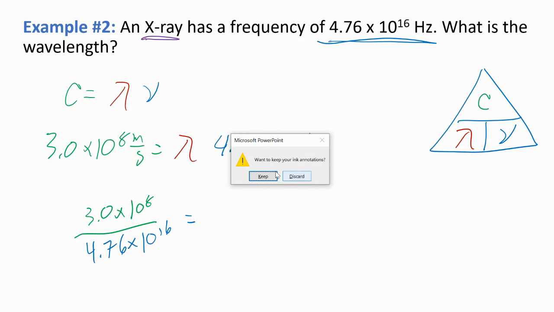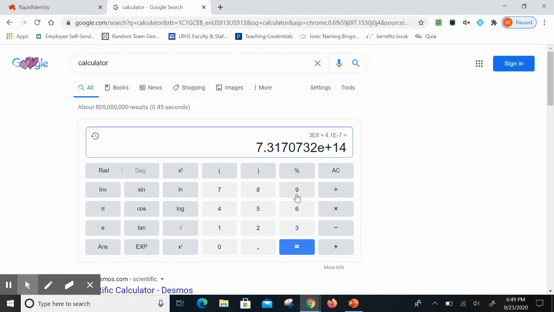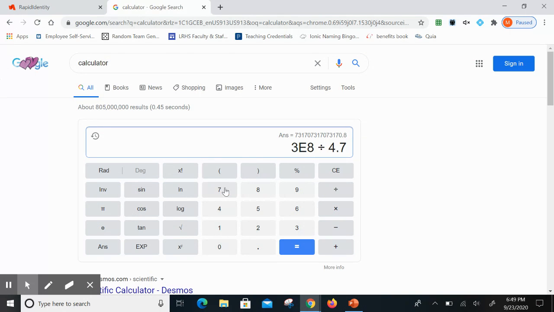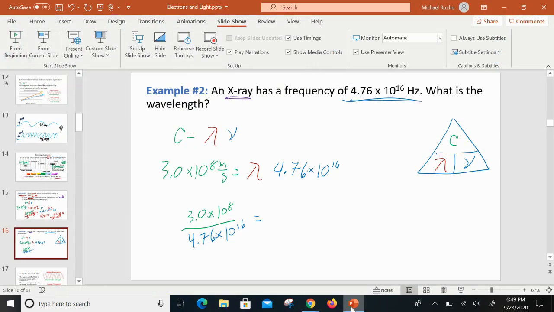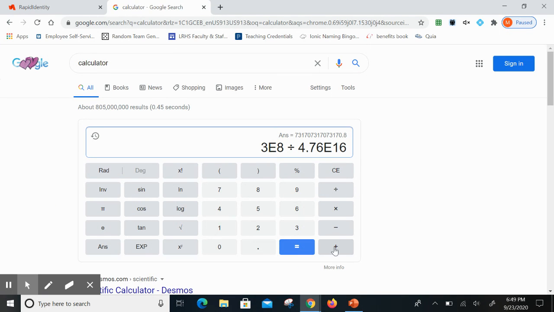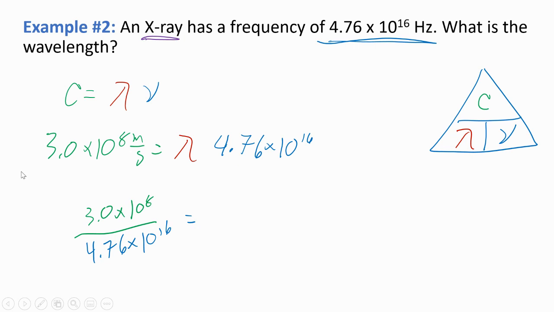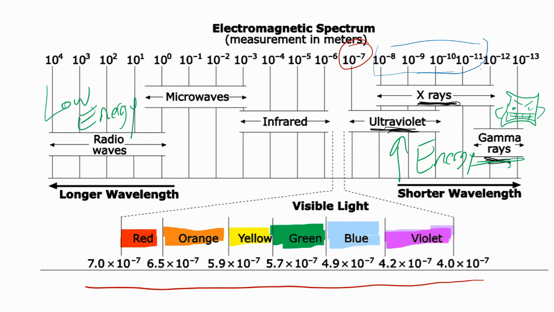So we go to our calculator, and we get 3 exponent 8 divided by 4.76 exponent 16. There you go. And that gives you 6.3 times 10 to the minus 9. So that is the answer: 6.3 times 10 to the minus 9, and that falls within the range we were thinking. And the units of that, again, are meters. So that would fall into there.